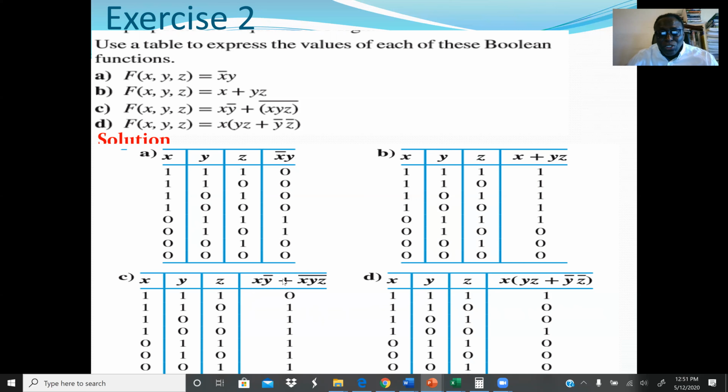If this is 0, 0 invert is 1. 1 plus 1 is 1. If it's 1, 1 invert is 0. 0 plus 1 gets still 1. So that's how we have to do all the rest. Same thing applied to D also.